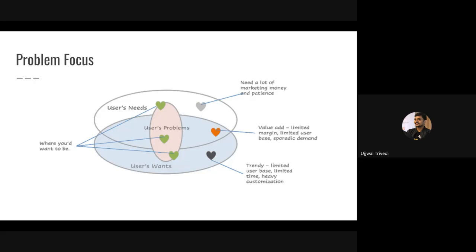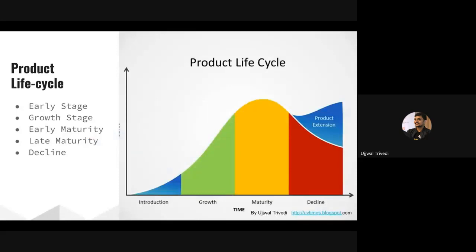क्योंकि उसके बेसिस पे फिर आपकी आगे की स्ट्रैटेजी निकल के आती है. अगर आप if you've created something which people just want, may not need, तो मैसेजिंग बिल्कुल अलग होगी. Versus if you are creating something that people need but may not want, in that case the messaging is very different, right?